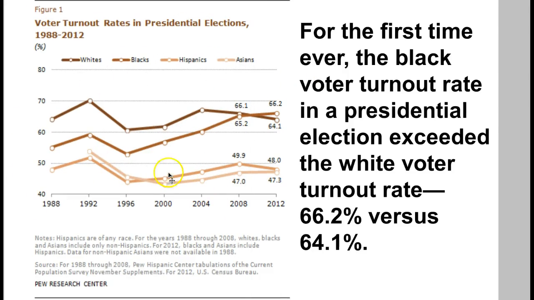Now, if you look at this graph here, you can see that whites are the brownest brown, then lighter brown, even lighter brown, tan. But what you see here is that for the first time ever, the black voter turnout rate in a presidential election exceeded the white voter turnout rate. So from 1996 on, blacks have increased their voting participation. And in 2012, more blacks as a percentage of the total population voted than whites. So it's an interesting trend. I'd be interested to see what this looks like in 2016.